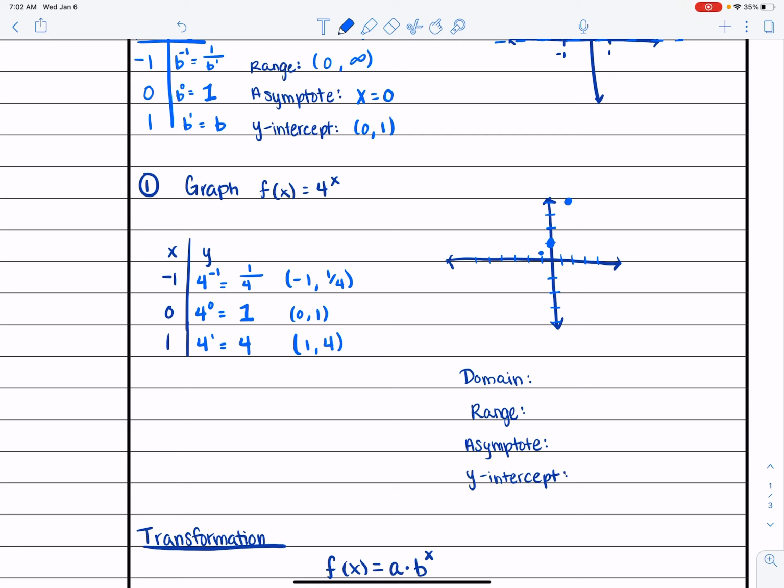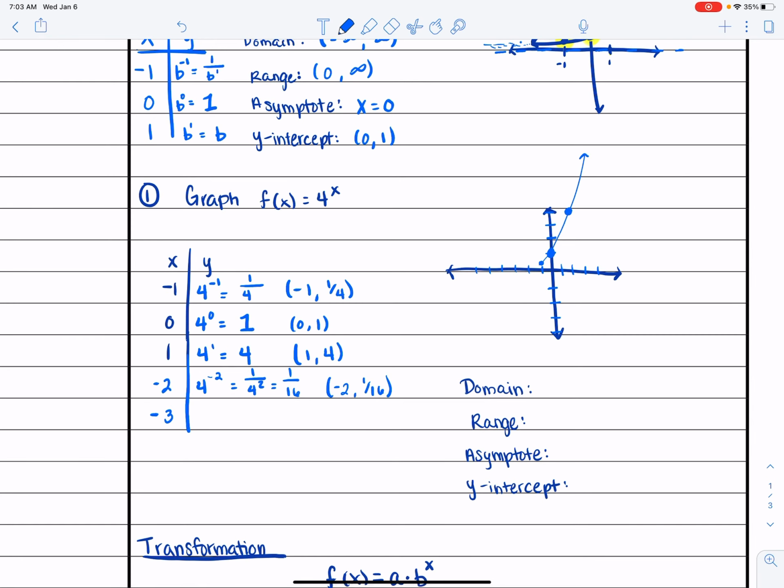Okay, so my graph is rising very quickly, right? But I don't know what's really going on after the -1. So let's pick a couple more negative numbers to make sure we understand what's going on. If I have 4 to the -2 power, that's really 1 over 4 squared, which is 1/16. So I have (-2, 1/16). So at -2, I'm even smaller.